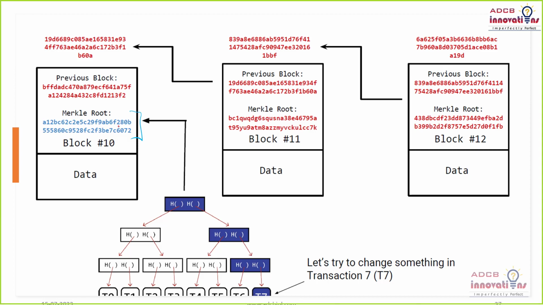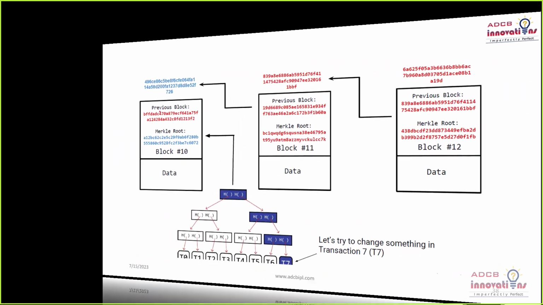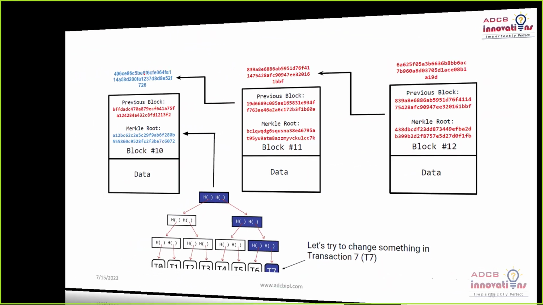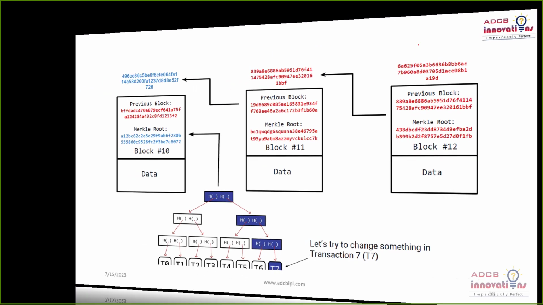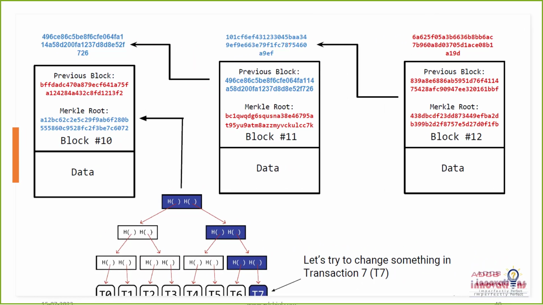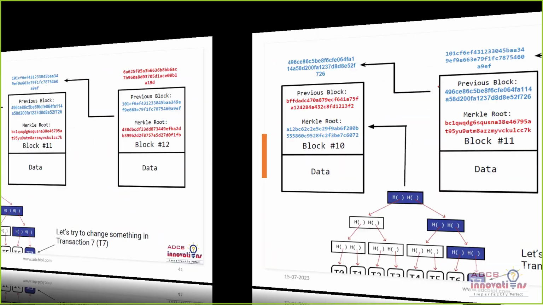So once this hash changes, what will happen? This hash also changes. Once this hash changes, this hash will change, which will change this hash, and again this will change, and the whole blockchain will become invalid. We can see this changes, which makes this change, and finally this hash changes, and so on.